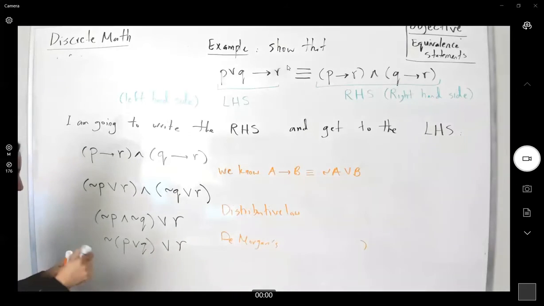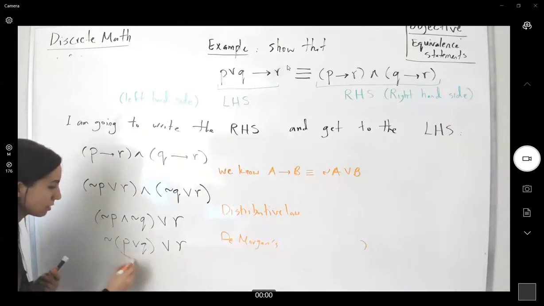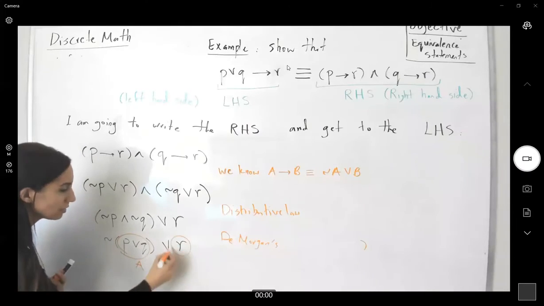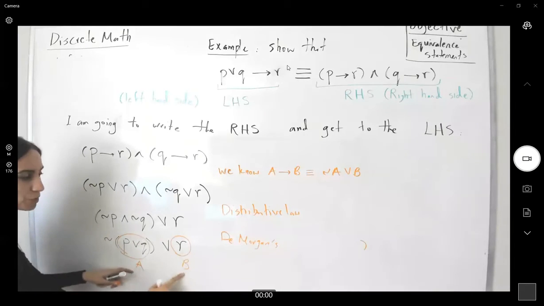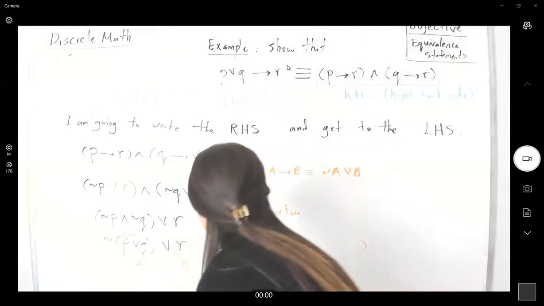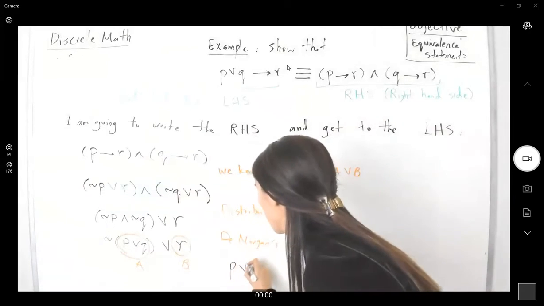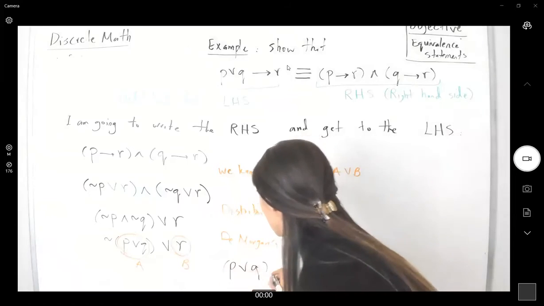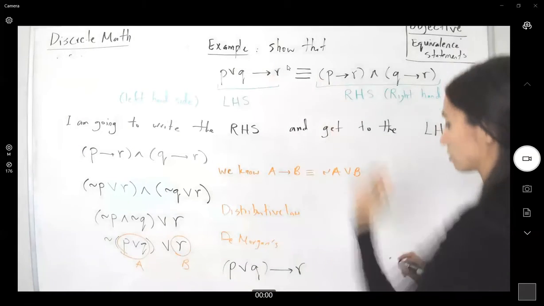Well, take a look at this. Here you have a not statement. This is statement A or statement B. Not A or B can be written as A, then B, which is P or Q, then R, which is our left-hand side.